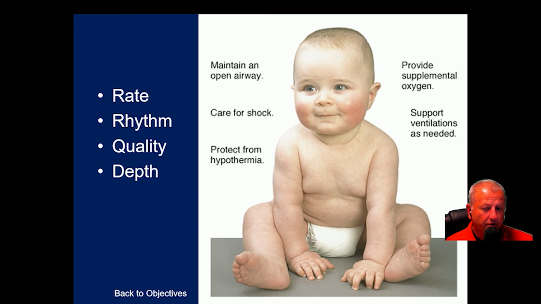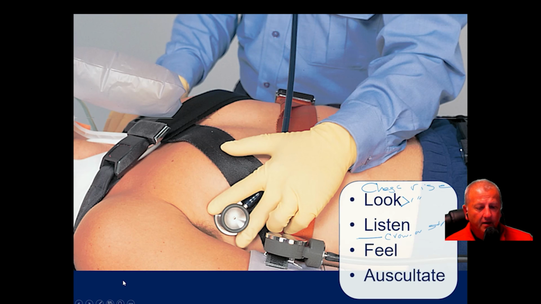Accessory muscle use is something that we're looking for. Remember that? Let me see if I can back up. So you have muscles in between the rib cages. If those rib cages are expanding and you can see them going up and down, that is accessory muscle use.